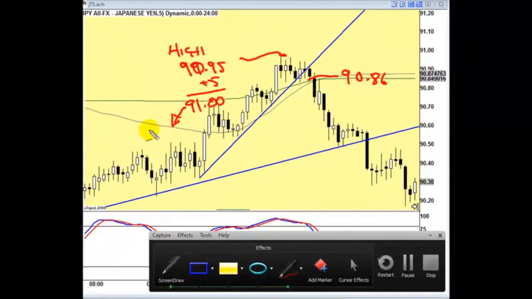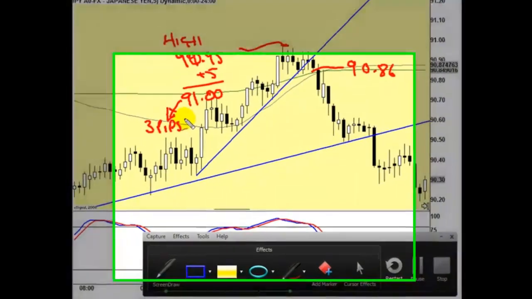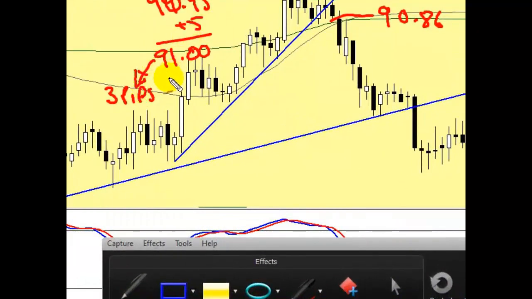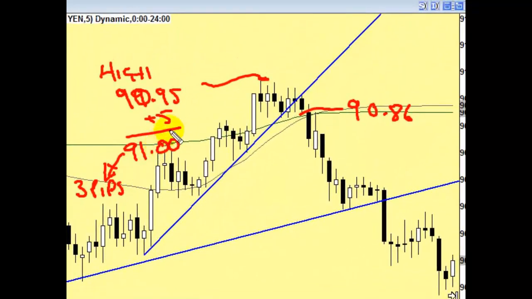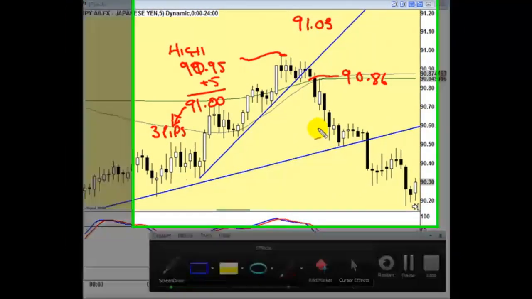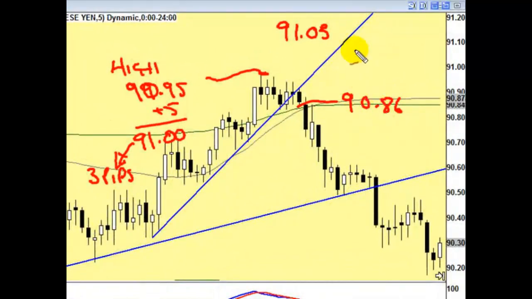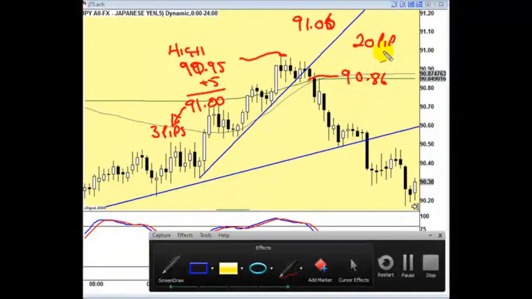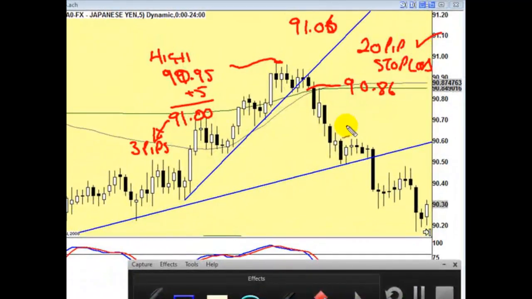Because we're selling and we want the stop loss to be above the high, we've got to add the spread. Let's say 3 pips, depends what your spread is, but I take the spread and I add 1 or 2. So we need to add another 3 pips onto 91, so we get 91.03. Let's make that 91.06 for simplicity's sake. We've got 91.06. Our selling area was 90.86, and that gives us a 20 pip stop loss. And that's perfect. 20 pip stop loss. So I hope that illustrates.